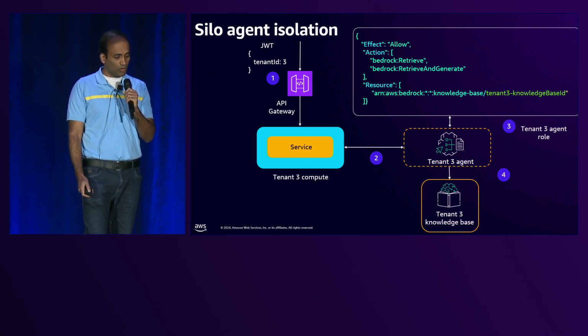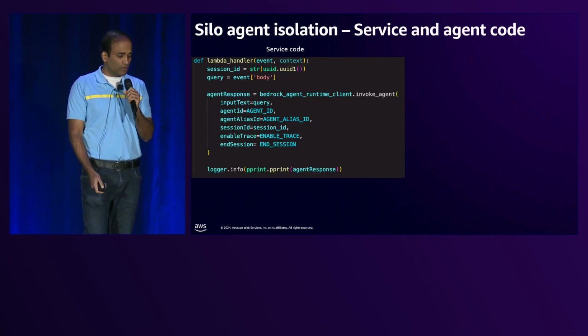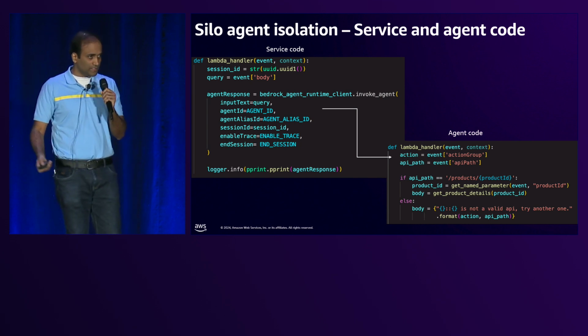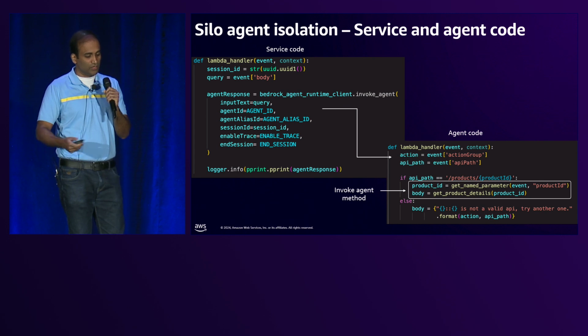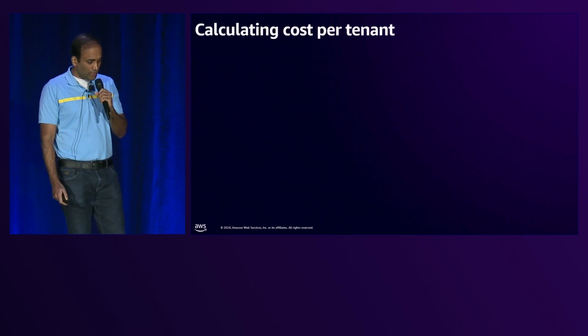And if you look at the agent code, it's pretty straightforward. Basically, the service code is invoking the agent. And if you look at the agent code, it is getting all the permissions from the attached execution role. So it just executes its methods using the permissions it's getting from the attached execution role.